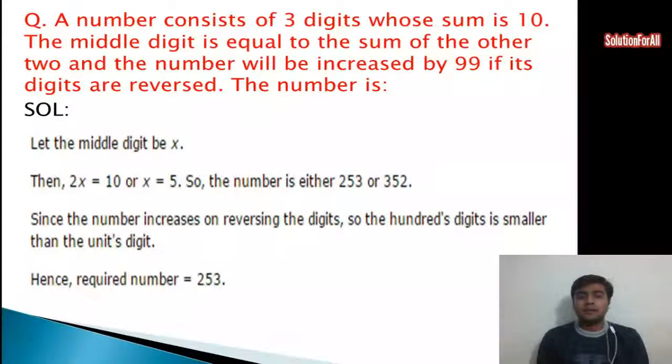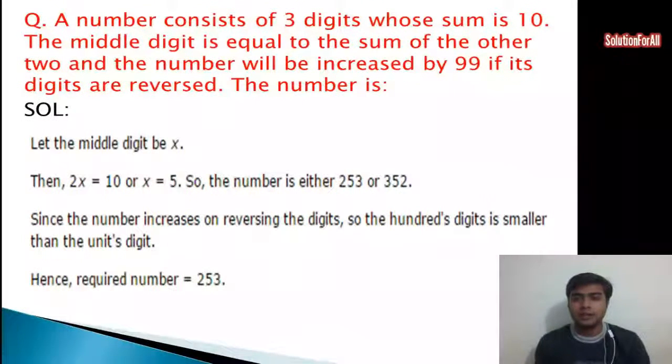This is the fifth type and the last type. These questions are frequently asked. A number consists of three digits whose sum is 10. The middle digit is equal to the sum of the other two digits, and the number will be increased by 99 if its digits are reversed. The number is... read the question very carefully, what the question is saying over here.